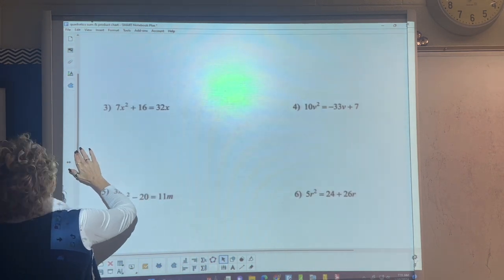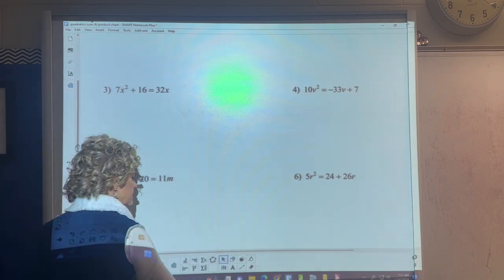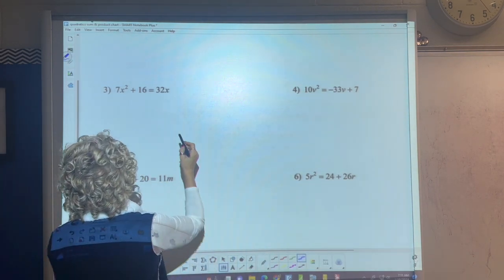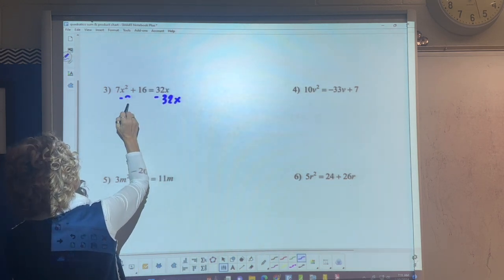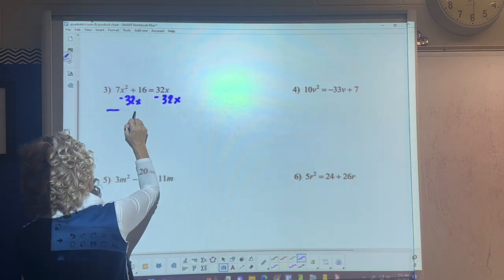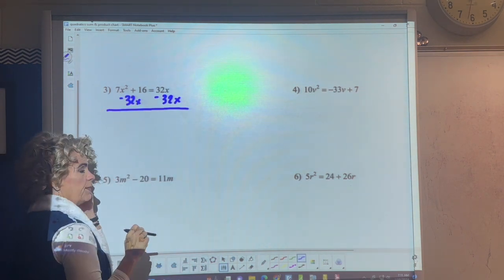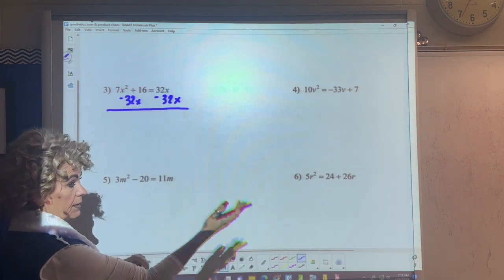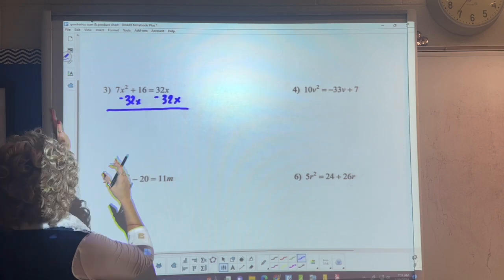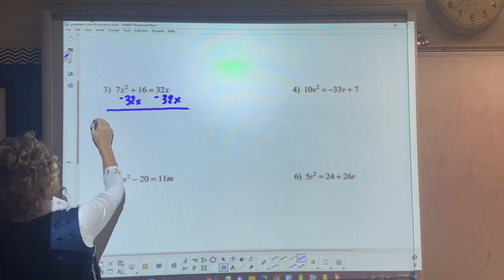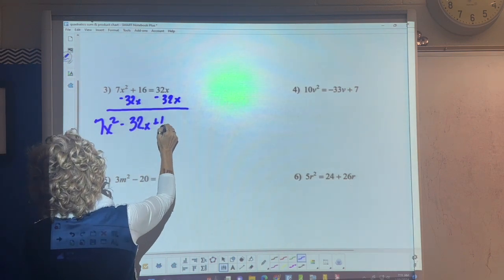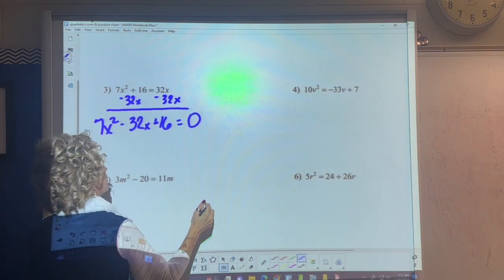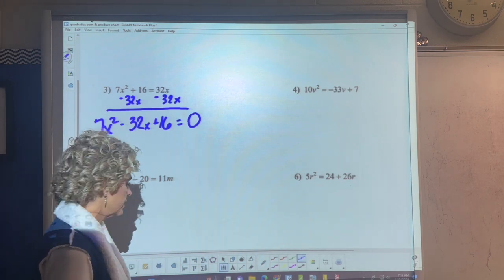All right. Now, first thing I'm going to do is get one side equal to 0. That means I'm going to subtract my 32x, my linear term, from both sides, because my leading coefficient is already positive. So I'm moving everything left. Like terms, I don't have any. I get 7x squared minus 32x plus 16 equals 0. Step 1 is done. One side's equal to 0.